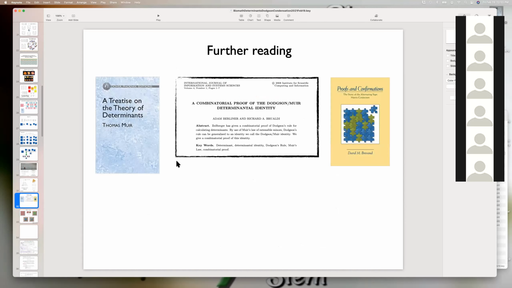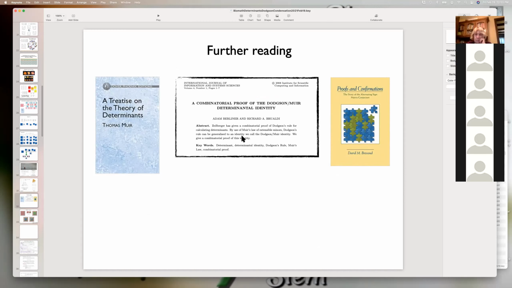And the further reading that I'd recommend, if you're interested in determinants in general, this book was actually pretty accessible. And this one, Proofs and Confirmations, is the story of the combinatorics of alternating sign matrices. And Lewis Carroll sort of is in the picture as this story starts off, but then it moves into a really great history of the mathematics of this particular combinatorics problem.